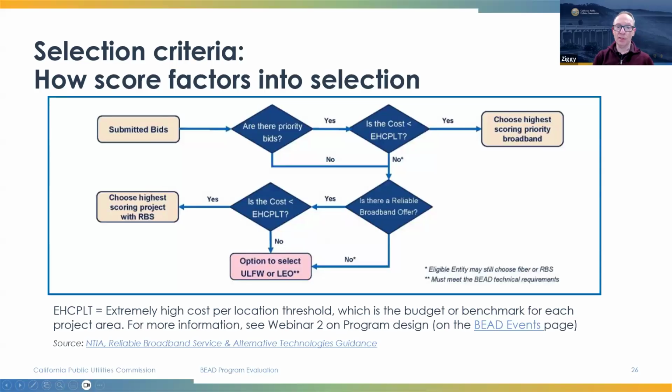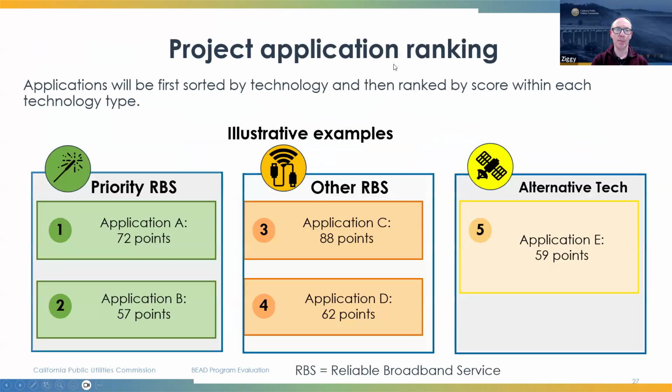So you've seen this already, but this is a reminder that applications are prioritized based on technology type. The first step is a ranking based on technology: first priority, then reliable, then alternative technology.